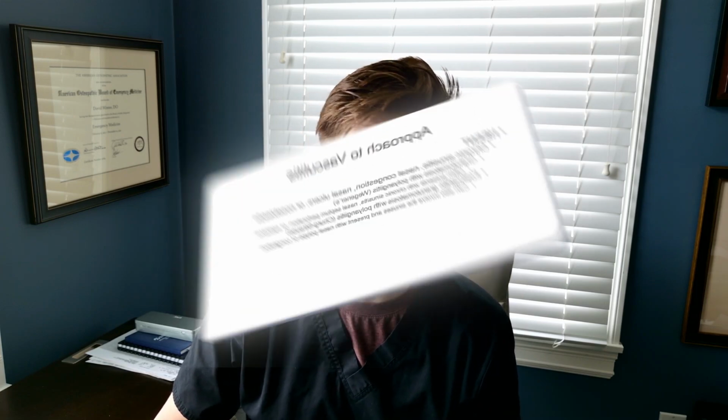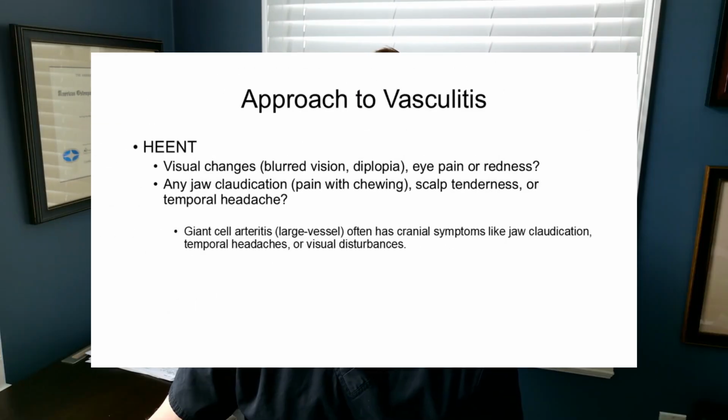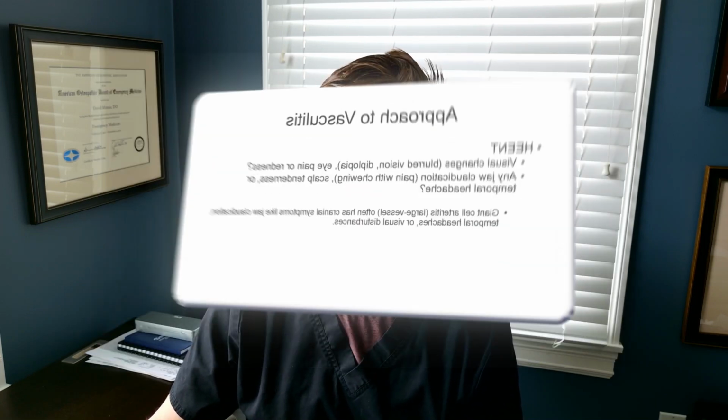ENT review of systems. So we should ask if the patient's been having any nasal congestion, if they've had nasal ulcers, if they have nosebleeds or signs of chronic sinusitis. This would point more to granulomatosis with polyangiitis or maybe eosinophilic granulomatosis with polyangiitis. If the person's had any visual changes like blurry vision, double vision, eye pain, redness, if the patient's having any difficulty chewing or pain with chewing or their jaw kind of wears out, this implies jaw claudication. If the patient's having any scalp tenderness, headaches, specifically temporal headaches, this points to giant cell arteritis, which is a large vessel vasculitis.